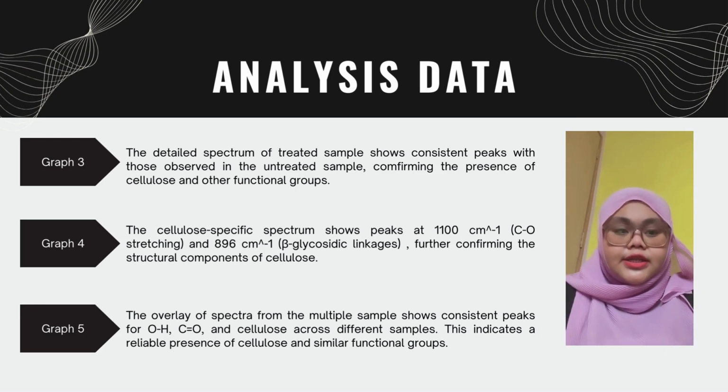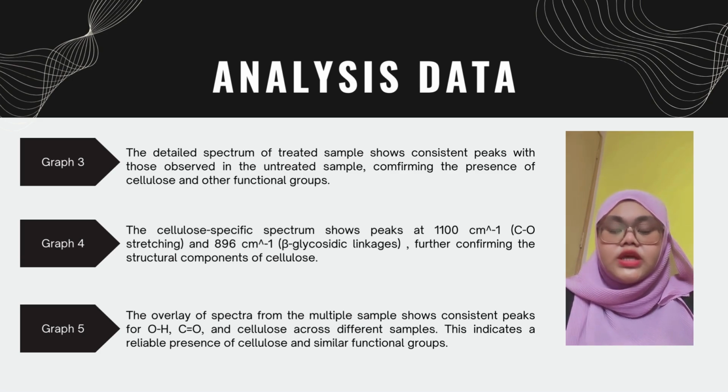Graph 3, the detailed spectrum of the treated sample shows peaks consistent with those observed in the untreated sample, confirming the presence of cellulose and other functional groups. Graph 4, the cellulose-specific spectrum shows peaks at 1100 cm⁻¹, which is C-O stretching, and 896 cm⁻¹, the beta-glycosidic linkage, further confirming the structural component of cellulose.